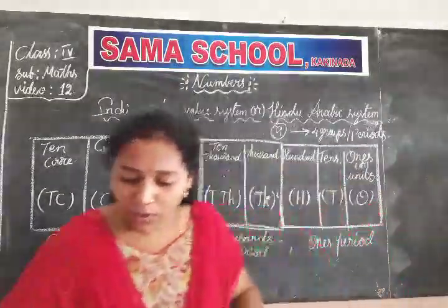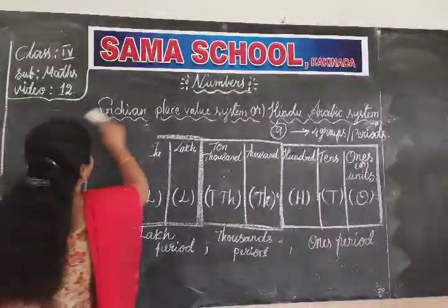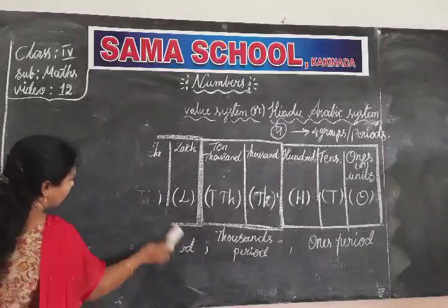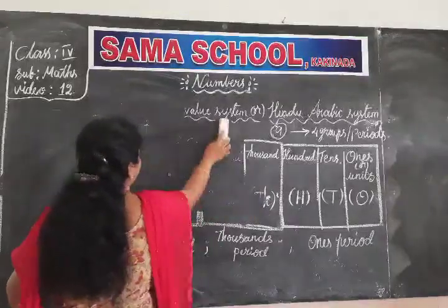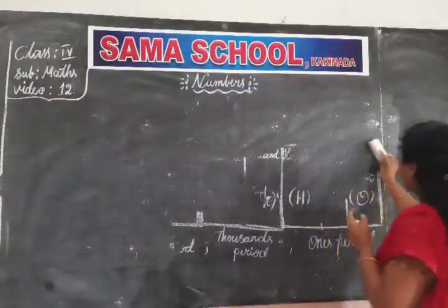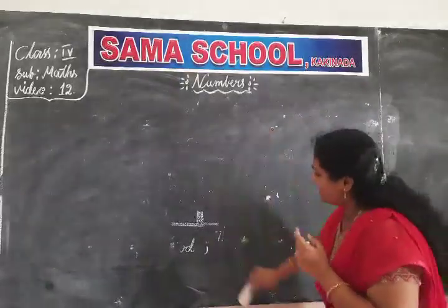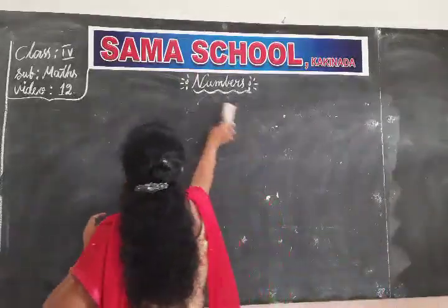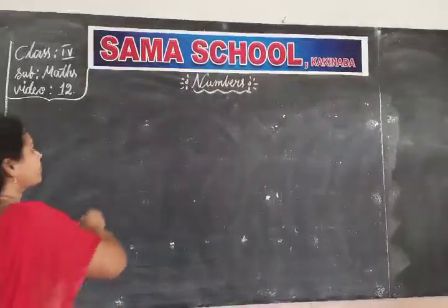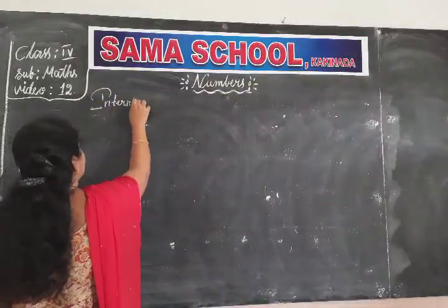Okay, now I am going to explain the international place value system. The international place value system is applicable all over the world. Many countries use this international place value system. The international place value system also has 9 places. See, international place value system.